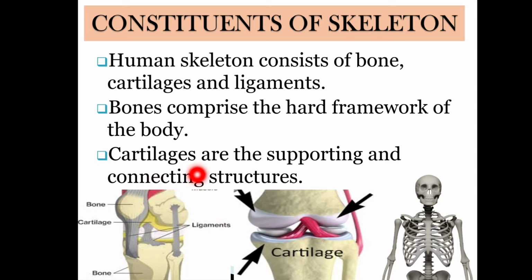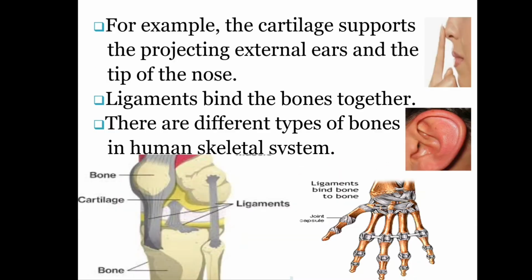So the cartilages are supporting and connecting structures. For example, the cartilage supports the projecting external ears and the tip of the nose. Ligaments bind the bones together. What is the example for cartilage? The cartilage supporting the external ears and the tip of the nose, and ligaments bind the bones together.